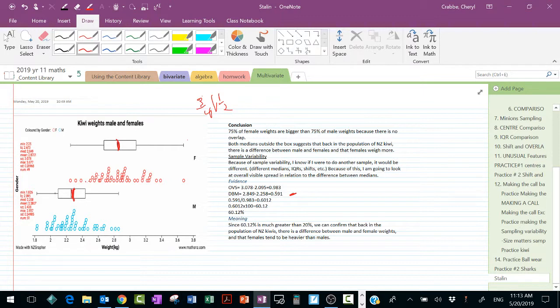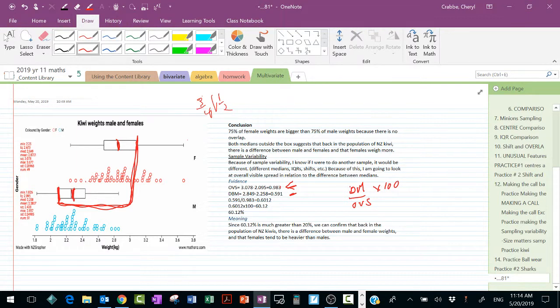And then you do the overall visible spread. So you basically go to the bottom of one of the boxes and to the top of the other. So you get an overall visible spread that ranges from there to there. And so you end up getting a number. You calculate the lower quartile and the upper quartile, and you subtract those, and you get an overall visible spread. In this case, it's 0.983. And then basically you do the calculation, which is to divide the difference in the medians by the overall visible spread and turn it into a percentage. And in this case, we get 60%, roughly speaking.